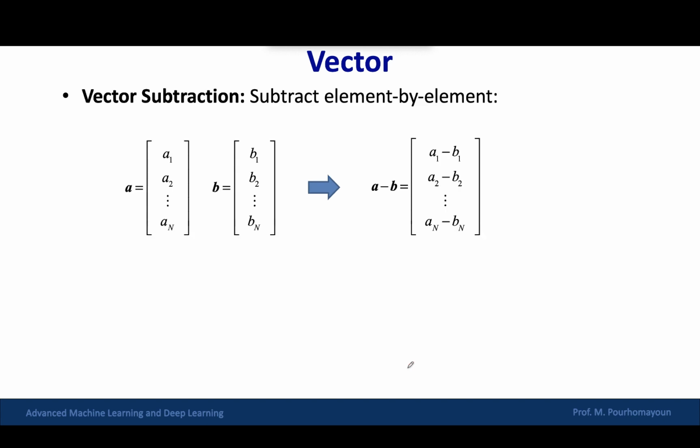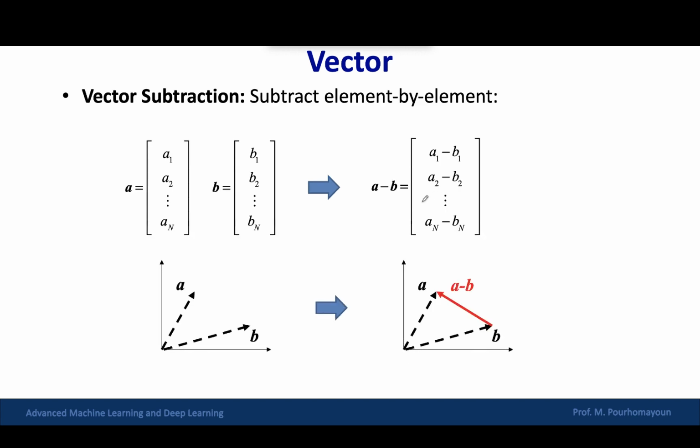All right, subtraction. This is how you can subtract two vectors from each other. So this is vector A, this is vector B. If you connect B to A in this direction, this will be vector A minus B. Okay, so these are the things that I'm going to show you how we can use in machine learning later.